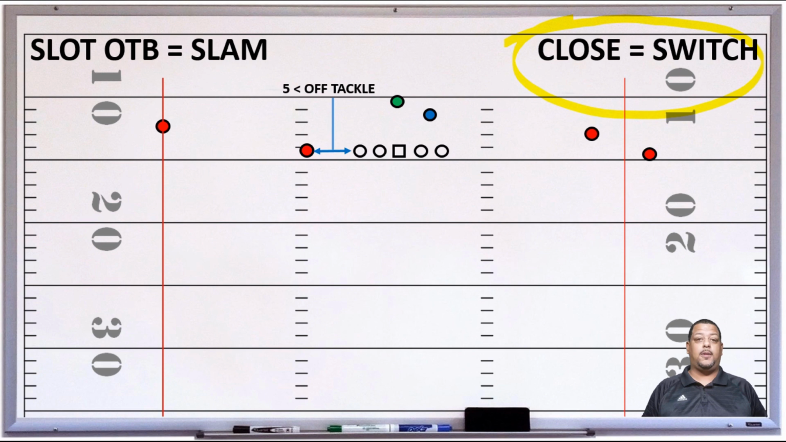We're thinking automatically when they're this close, we're thinking switch route. Look how close these guys are. They're within 5 yards proximity. They're really close. They can almost reach out and touch each other. So we're thinking some type of switch route.